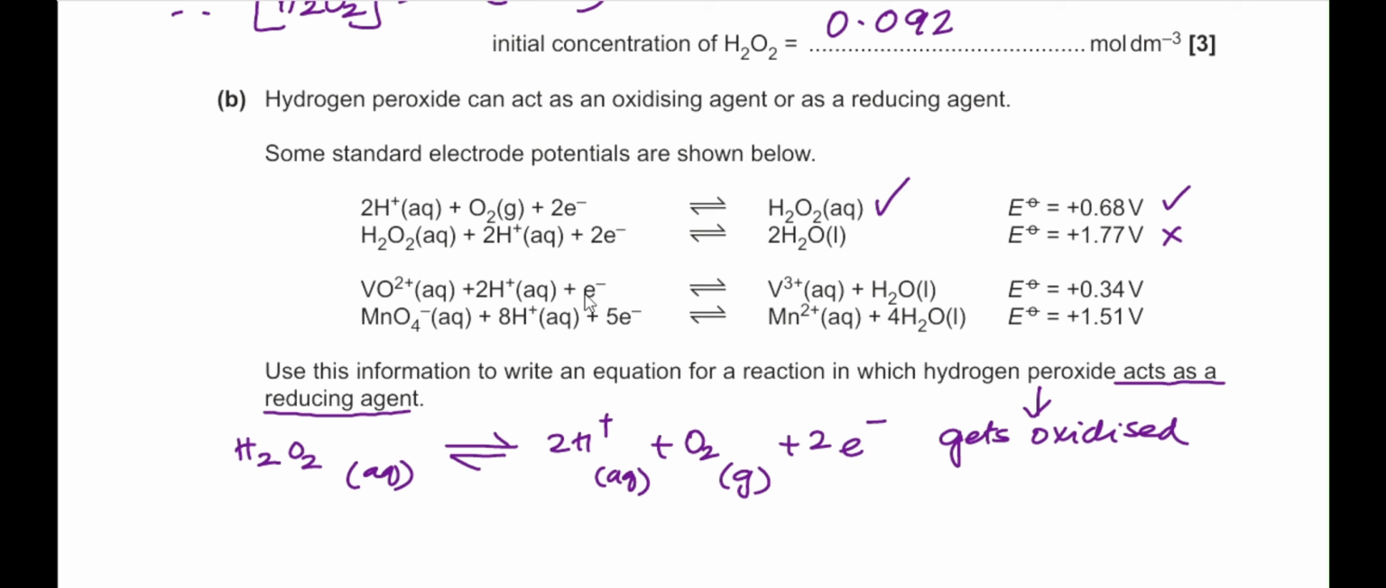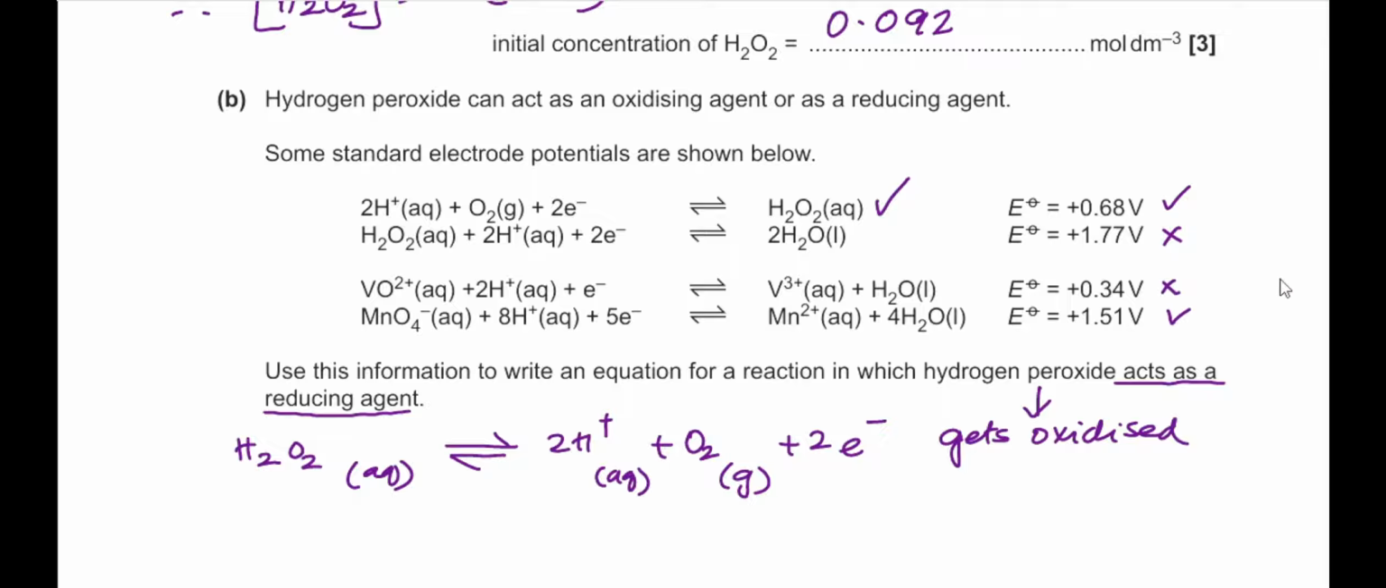And the third one could be, but the electrode potential is 0.34 volts only. So it will not pair with H2O2. Hence, this also we can cross out. And then the fourth one fits the bill because it is one in which the electrode potential is 1.51 volts, which is much higher than that of 0.68 volts.